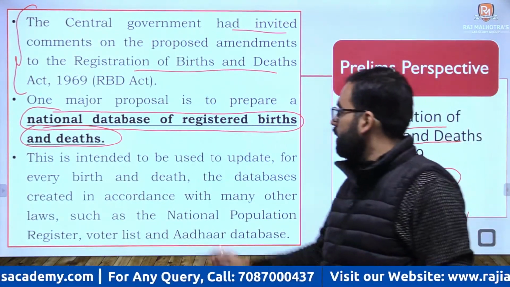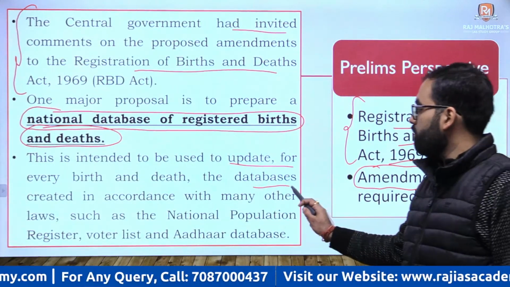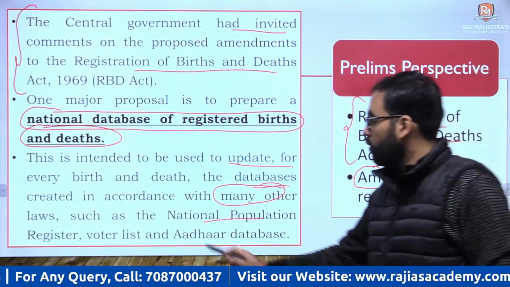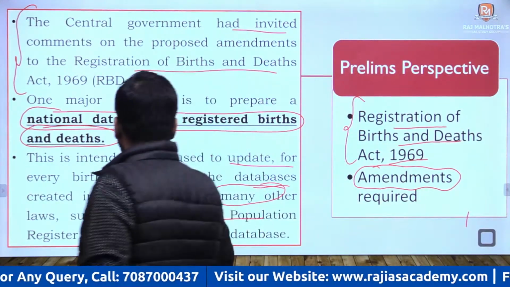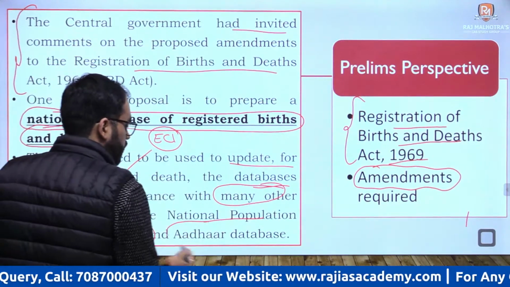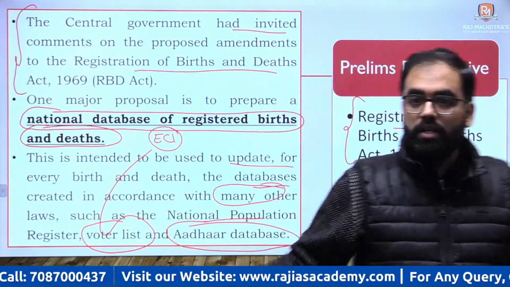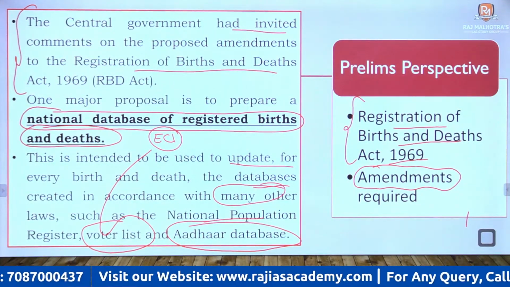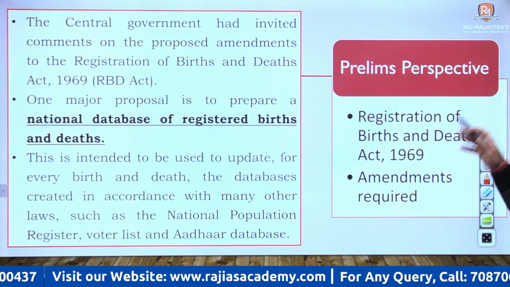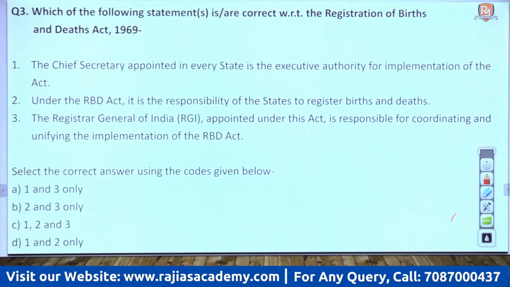So this is intended to be updated for every birth and death, and the database is created in accordance with many other laws, including the National Population Register, the voter list, that is where the Election Commission of India comes into the picture, and the Aadhaar database, right. So that is precisely what is being discussed in this editorial, right. Based on this, you must be acquainted with the provisions of this act. So let's take that through this question.